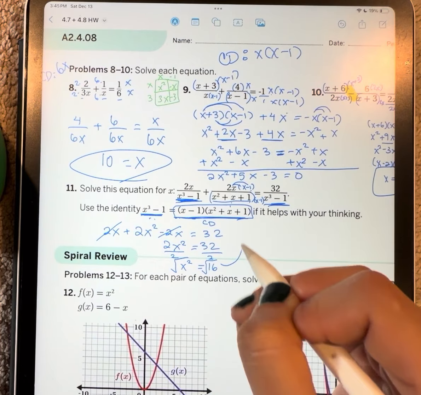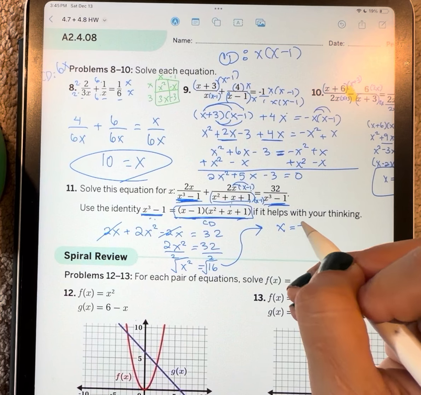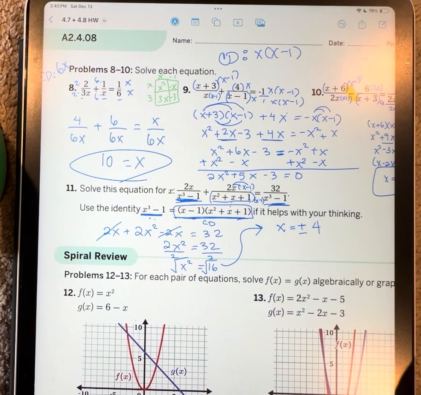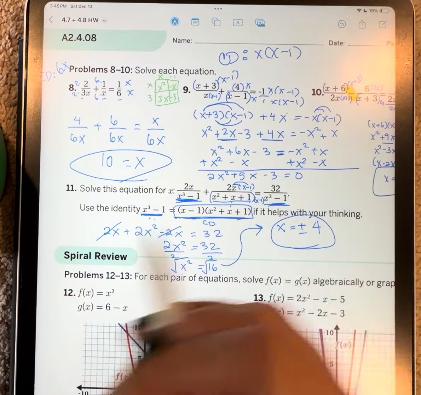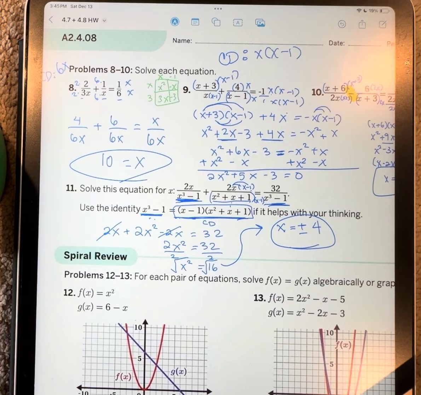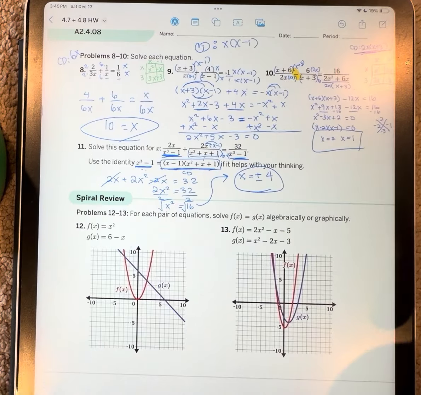Square root both sides. X equals, don't you dare forget that plus or minus 4. And neither of these is a problem in any of those. Easiest problem in this whole homework, you guys. Get out of here with that.